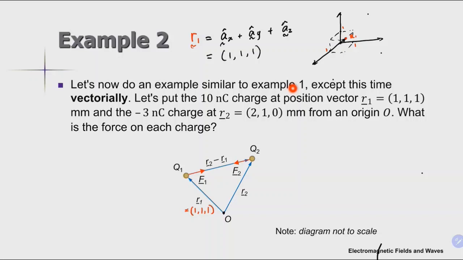And then our vector 2, R2, will be equal to 2, 1, 0. So my R2 is 2, 1, 0. Or in the full vector form, that will be 2 ax plus ay, and then in the z direction, it doesn't have a magnitude.